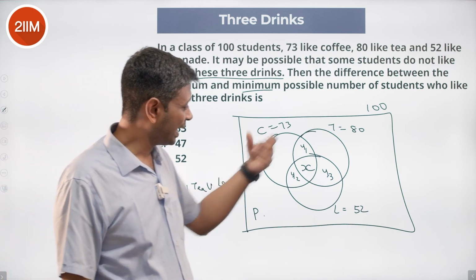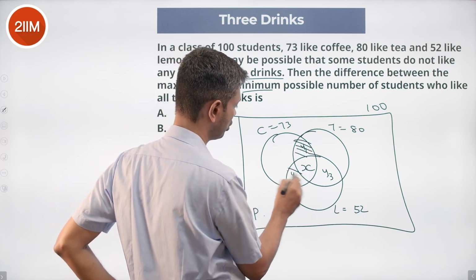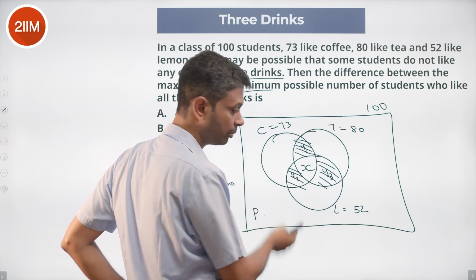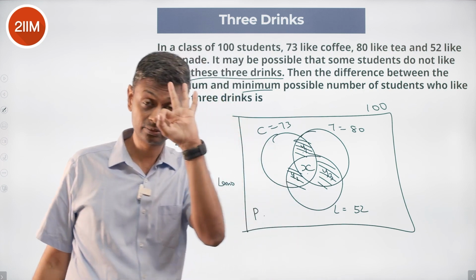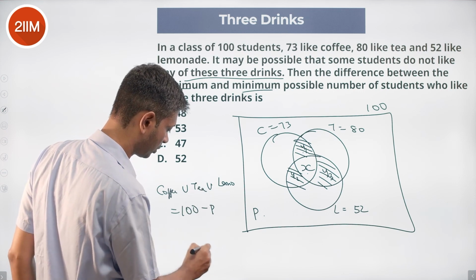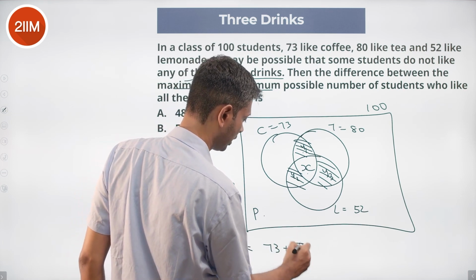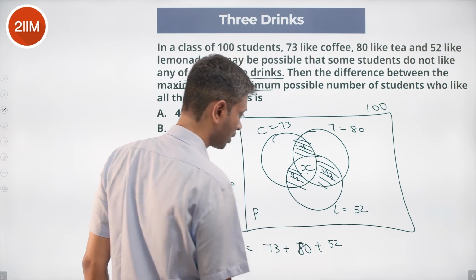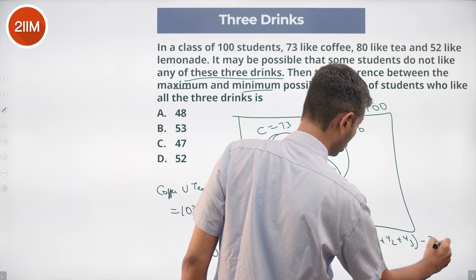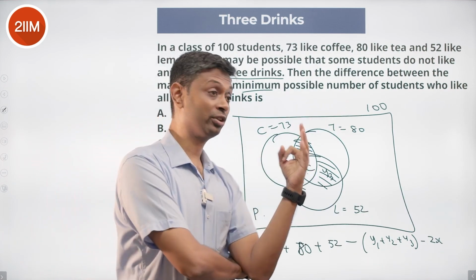My starting point is add coffee, add tea, add lemonade. I'm going to do that. If I do that, then this gets added twice. This appears in coffee and tea. This appears in tea and lemonade. This appears in coffee and lemonade. And this fellow gets added thrice. And so this 100 minus p, which is coffee union tea union lemonade, should be equal to coffee plus tea, which is 80, plus lemonade, minus y1 plus y2 plus y3 minus 2x. I'm subtracting these because they've appeared double. I'm doubly subtracting that x because it has appeared triple.